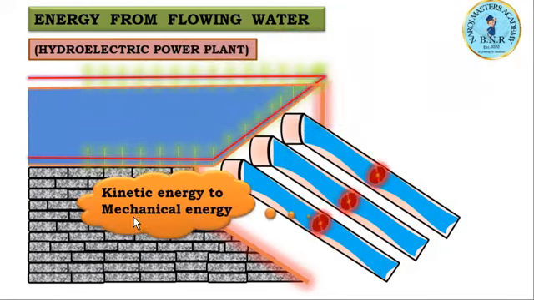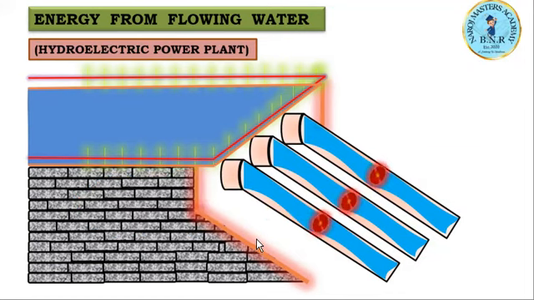So kinetic energy to mechanical energy. Initially these are at rest, so kinetic energy is 0. Now the kinetic energy is there. Why? Because they are in motion, so some energy is there. That energy is converting into mechanical energy. So kinetic energy is converting into mechanical energy here.